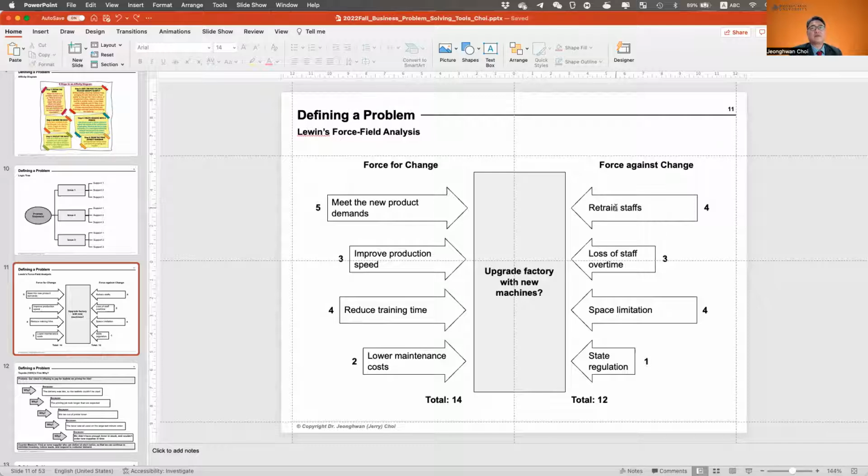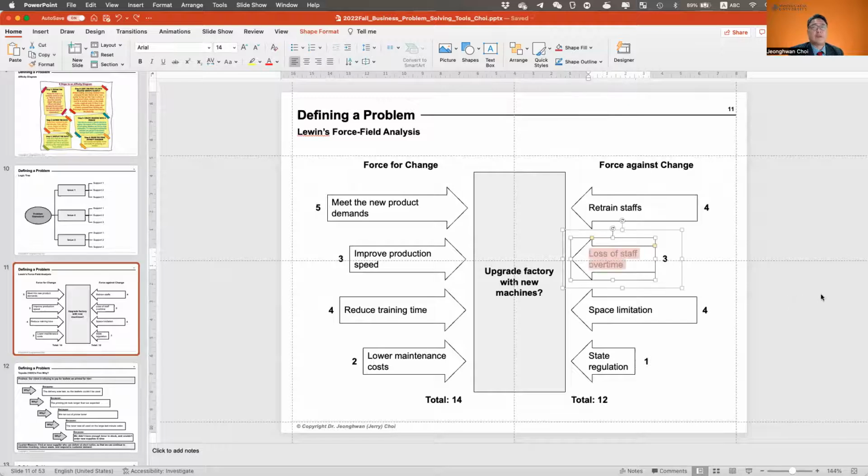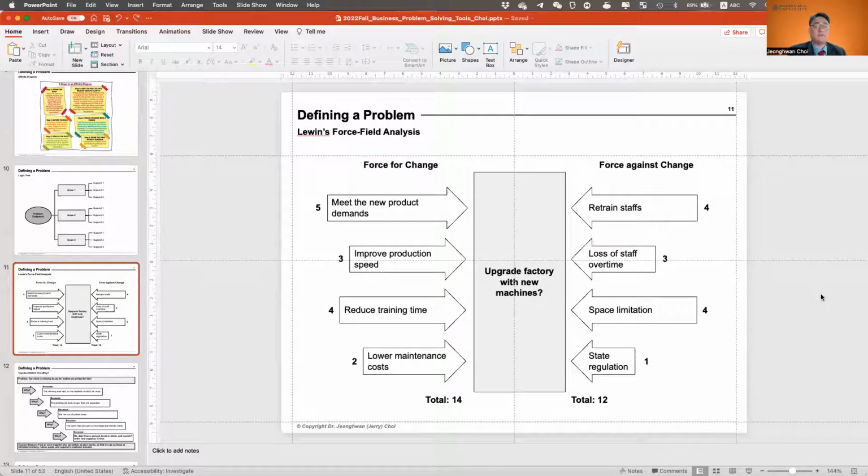Okay, probably I need to retrain the staff. That means that I must invest more money in training people. That's a cost. It's expensive. And then probably I will lose my staff over time, and then the people will not be happy. I need to deal with that.